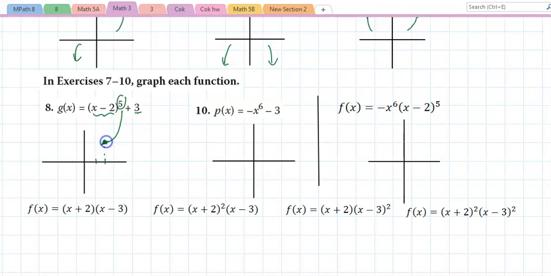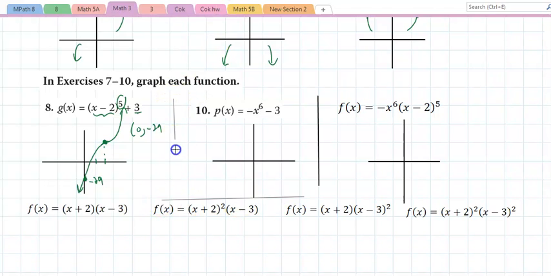Now do keep in mind, this is a rough sketch. If I put 0 in for x, I'll get negative 2 to the 5th, negative 32. Negative 2, 4, 8, 16, 32. Plus 3 is negative 29. This point is negative 29. And I don't have to worry much about scaling the y because there's only one point that comes up since this is a function.